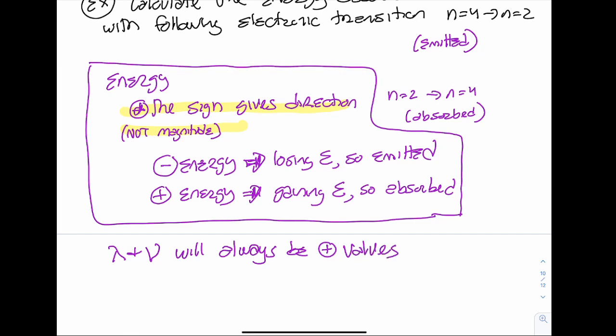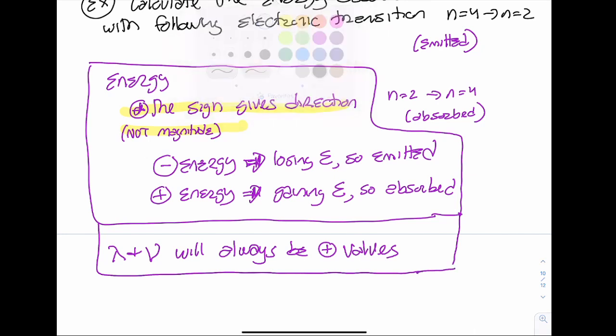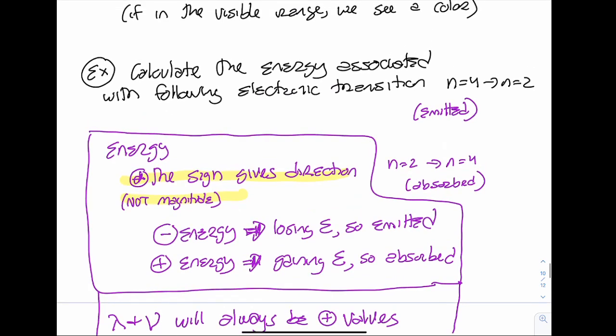I'm going to add a second part to this question to calculate our wavelength. So wavelength and energy will always be positive. That's also important to note. And let's just add that second part now before we forget. So calculate the energy associated with the following electronic transition. And then we want to know what is its wavelength.